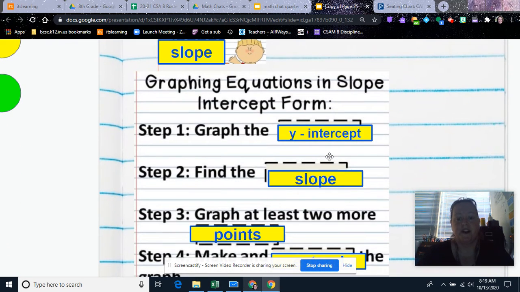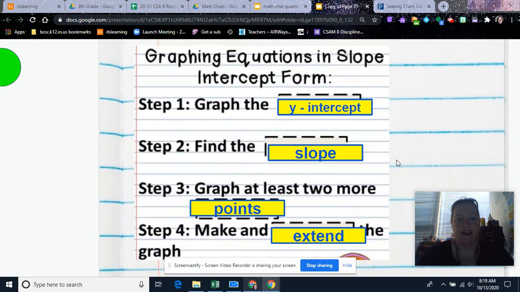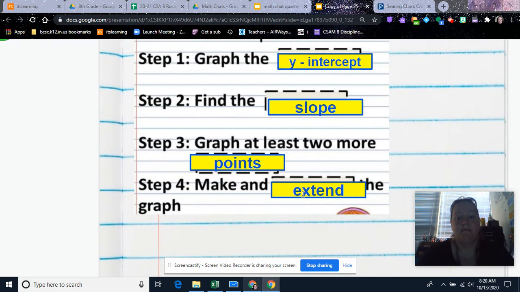So here's how you're going to graph an equation in slope-intercept form. First, you're going to graph the y-intercept. So you're going to plot the point of where it falls on the y-axis. Again, sorry about the bell. And then two, find what the slope is. And you're going to use that slope to graph at least two more points. And then you're going to make and extend the graph.